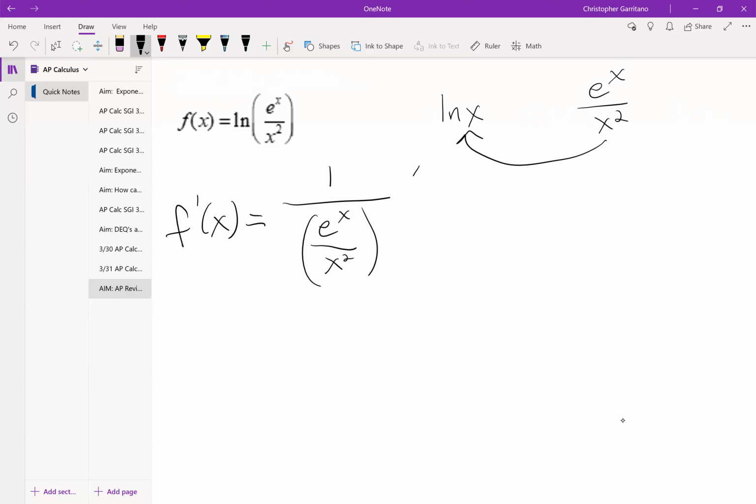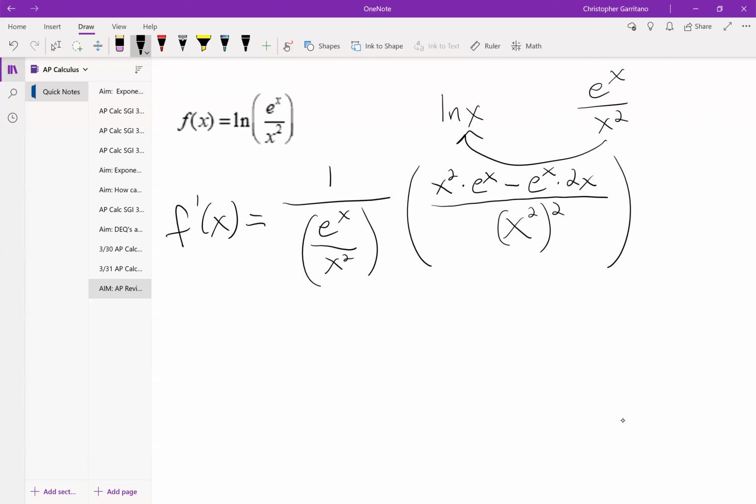Now I have to multiply by the derivative of that inner function. Well, the quotient rule says to take the bottom function, multiply by the derivative of the top, minus the top function, times the derivative of the bottom, all over the bottom function squared.